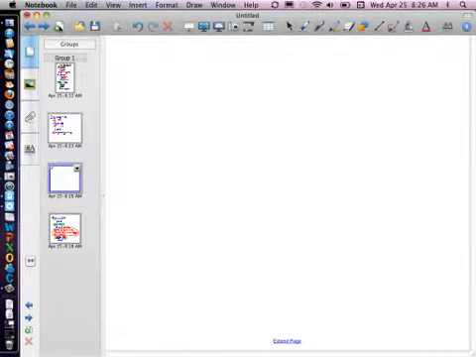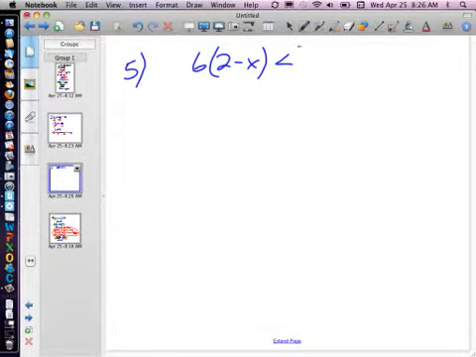Alright, so for our next example, we're going to try, I don't know what example we're on, let's just call it number 5. I don't think I called the last one number 4, but that's fine. We have 6 times quantity 2 minus x is less than 3 times quantity x minus 2. Again, we're going to solve this pretty much exactly like we're going to solve an equation. First of all, we need to combine these x's, but since they're in parentheses, we need to distribute first.